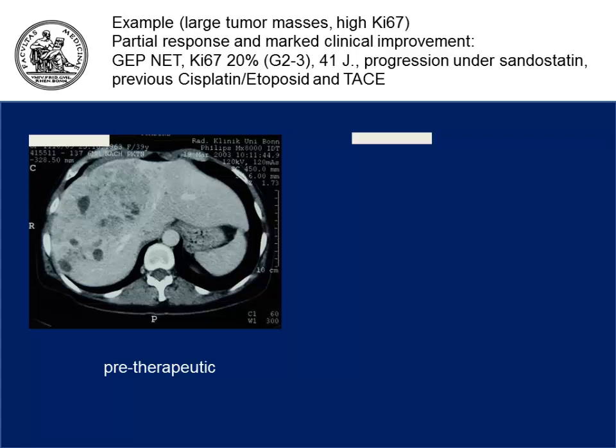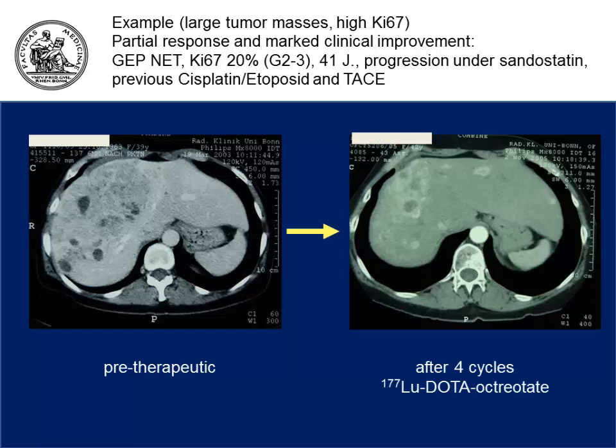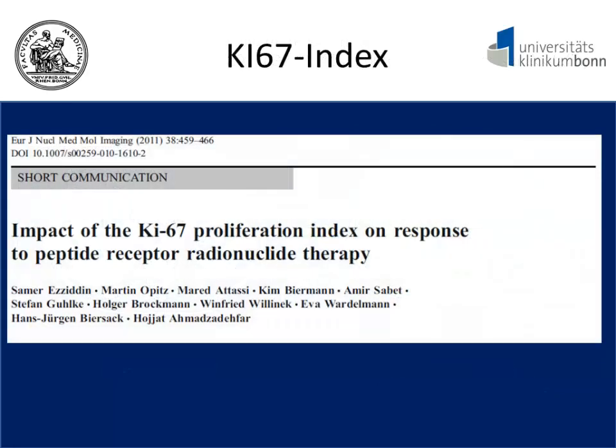Another example in a patient with a Ki-67 of about 20%. It is a proliferation rate, and it means it's a grade 2, grade 3 disease with neuroendocrine tumors. The patients had a history of progression under biotherapy and also previous chemotherapies. With this huge liver mass, we performed 4 cycles of radiopeptide therapy, and you see here very good response after 4 cycles of radiopeptide therapy. The Ki-67 index is very important.